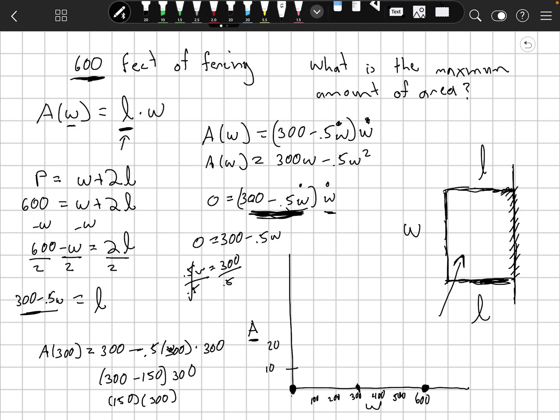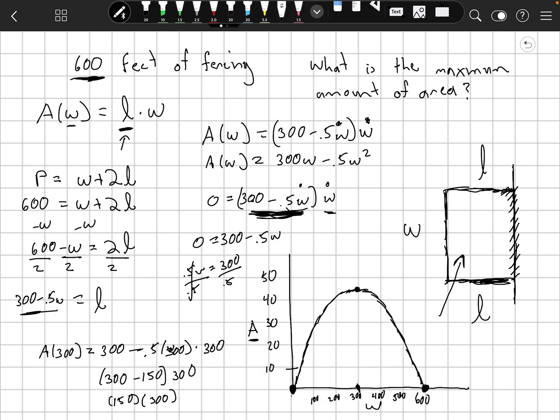Let's count these in thousands: 10, 20, 30, 40, 50. So we're at 45,000 right there. So what's going to happen if we were to fill in some points here? We increase quickly, then we start to level off, and then that's our maximum, and then we decrease slowly, and then we pick it up again like that, and there you have it.